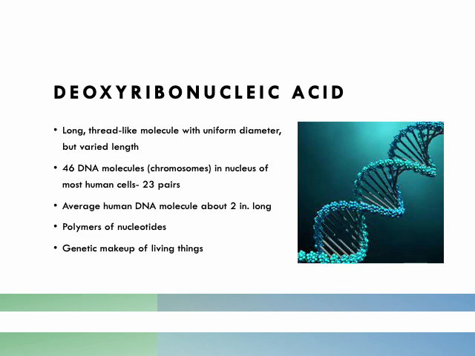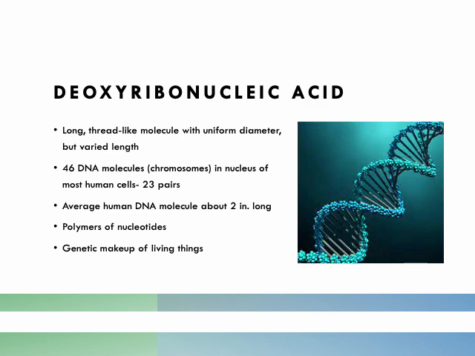So DNA, deoxyribonucleic acid. It's made up of nucleic acid. That's why it's called deoxyribonucleic acid. We talked about that last week. But DNA is the genetic makeup of our body. All living things have DNA. So it is a long thread-like molecule with uniform diameter but different lengths. So width, or around, it's the same size, can be all different kinds of lengths.